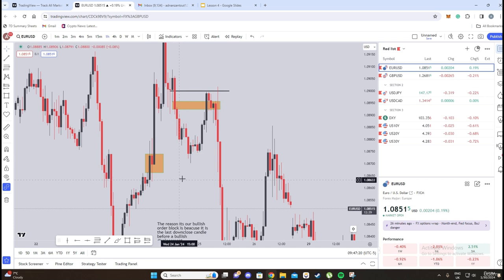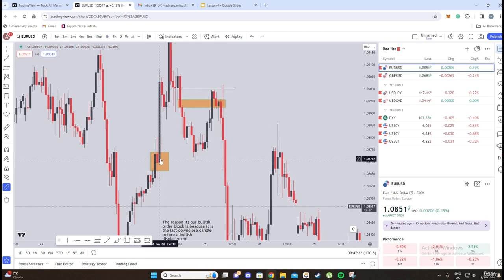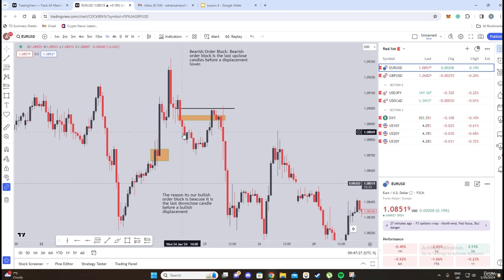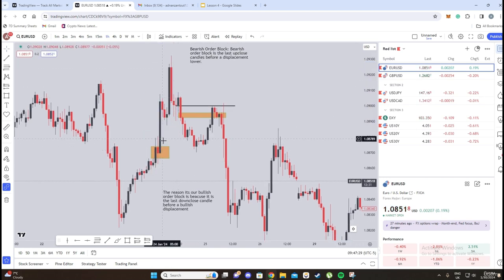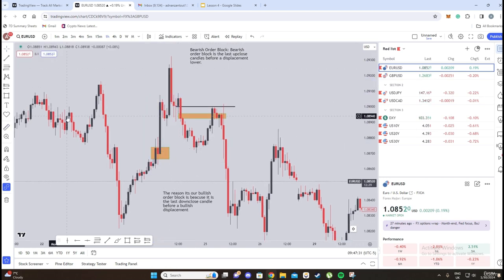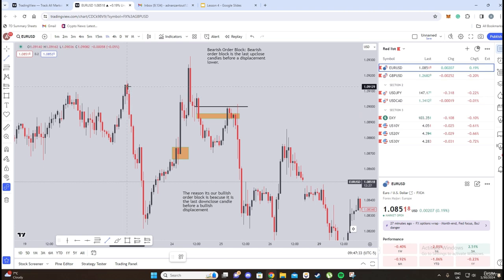So here is our bullish order block, right? Same thing, it's the last down close candle before a bullish displacement. But this bullish displacement, what was the reason behind it? The reason behind it is just to take out this buy side liquidity, and that's the reason behind this displacement over here. So price is going to come back down to this order block, and what happens next?